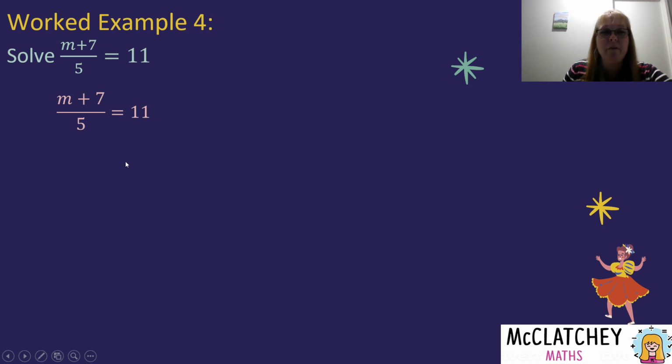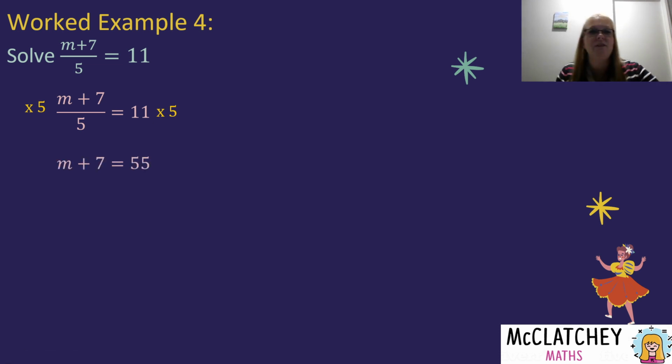So let's multiply both sides by 5. And then what we're going to do, because we've now got this side multiplied by 5, 5 divided by 5 is 1. So this is effectively going to cancel out. They're going to disappear. So I'm going to be left with m plus 7 all by itself equals 55, because 11 times 5 is 55.